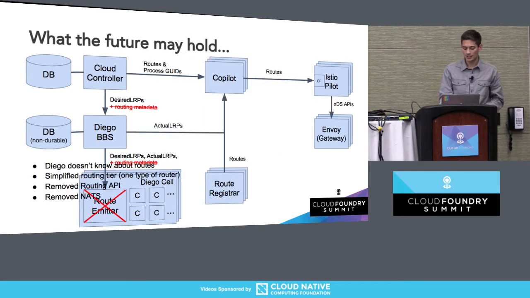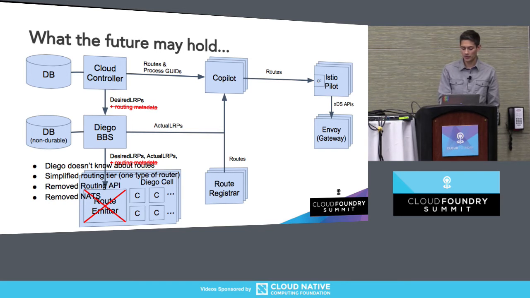So let's instead think about what the future could hold. The first thing I want to do is let's rip out this routing metadata. Diego, as the orchestration layer, really doesn't care about this routing piece. You know, it cares about putting its workloads in particular places. So let's take that out.